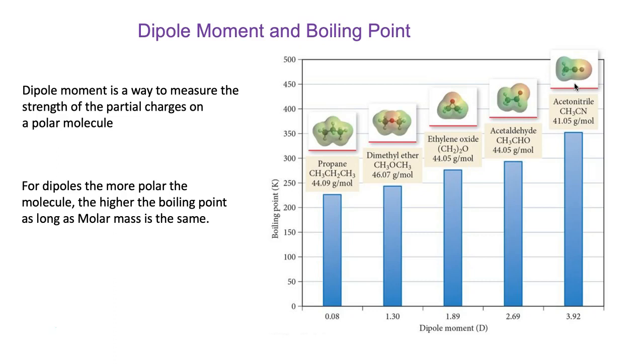So you could be given a question where they ask you which molecule has the higher boiling point, and they all have pretty much the same molar mass, and the difference would be in the dipole moments. So that's what you have to note. Higher the dipole moment, higher the boiling point.